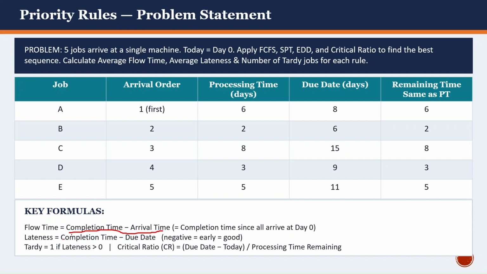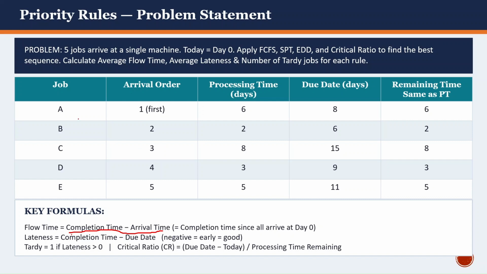Lateness is completion time minus due date. It is usually negative; if the lateness is negative, that means we are doing it early and that's good. Tardy equals 1 if lateness is greater than 0. And critical ratio is due date minus today, upon processing time remaining. These are the few formulas that will be used when we are going for priority rules kind of assignments. So these are the times given.